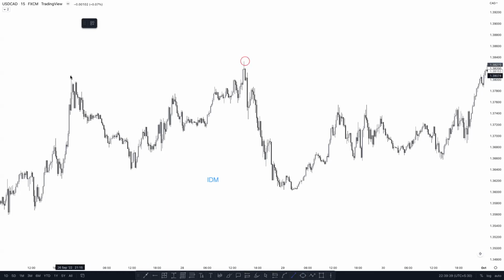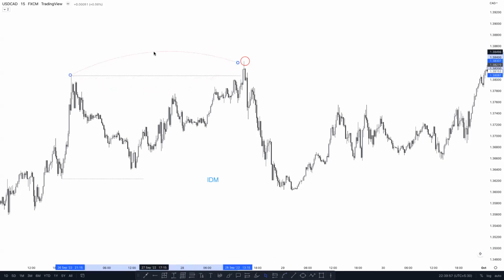And in this case, this is not a break of structure because on the left side there is no inducement. The inducement was here, so the market did not take out the inducement, so we can't mark it as a valid break of structure. So what happened here?